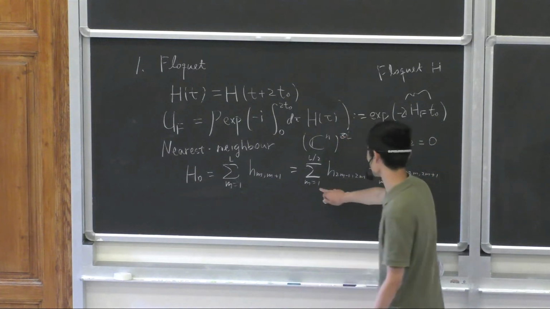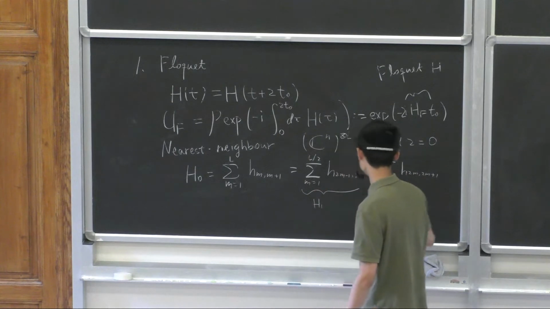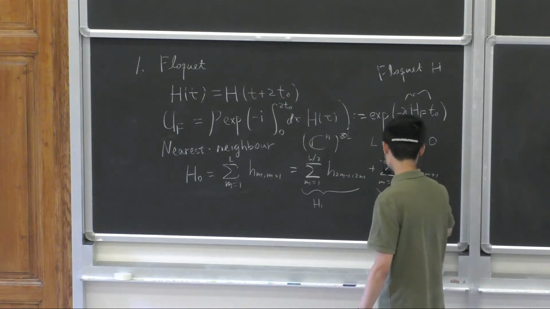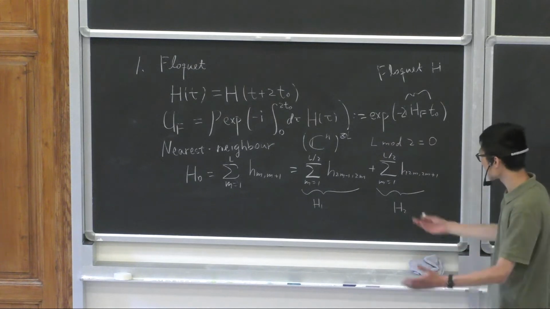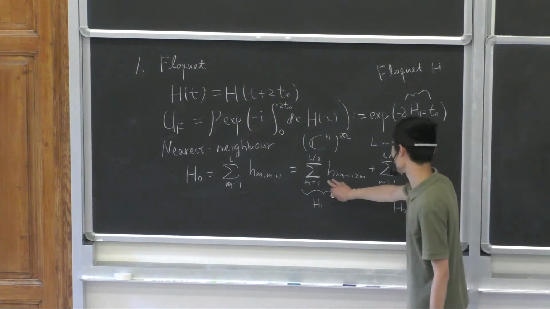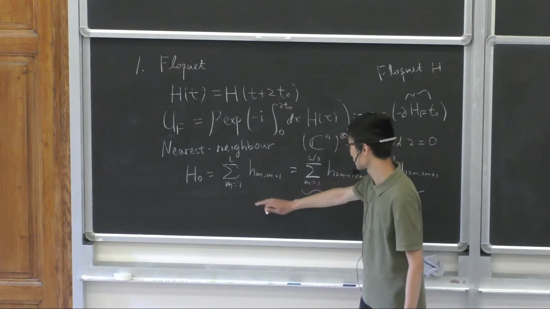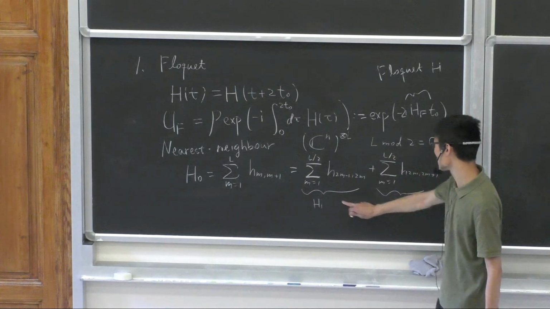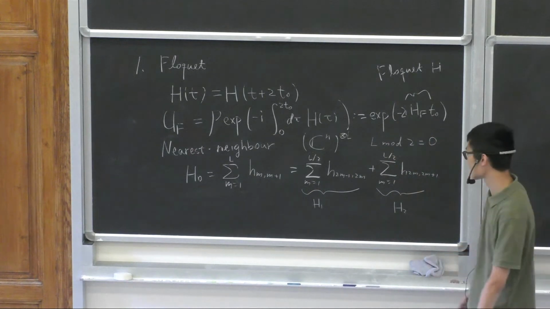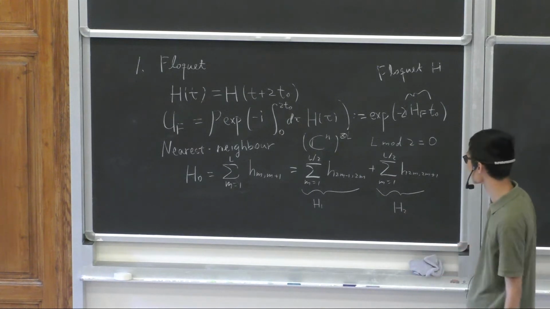So I will call this part, let's say, H1. Generically, if you consider the nearest neighbor local density of the Hamiltonian, they might not commute. So H1 and H2 do not commute, and let's consider this scenario. Otherwise, the time dynamics will be trivial.